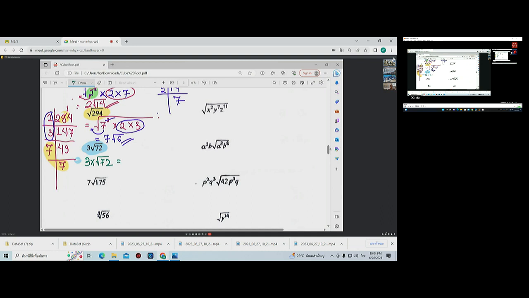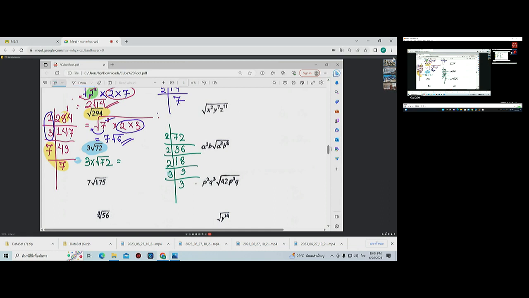So now factorize 72. 72 divided by 2 is 36. 36 divided by 2 is 18. 18 divided by 2 is 9. Then 3, 3. How many squares do you see?